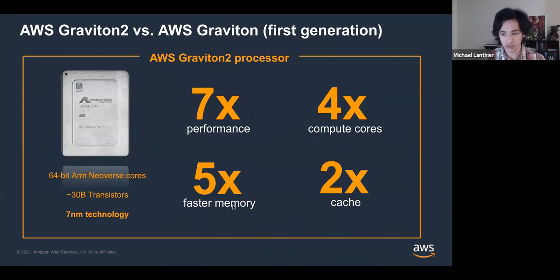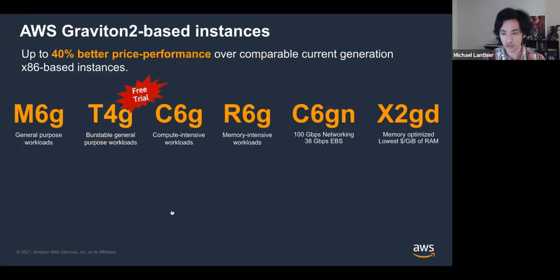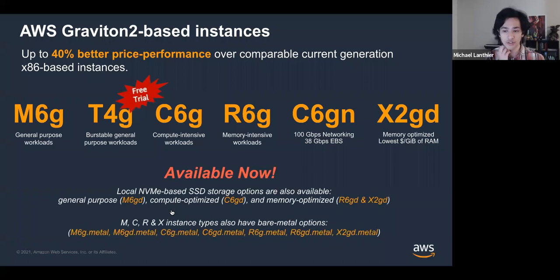So let's look at how we're using these processors within our instance families. As previously mentioned, our first generation Graviton had a single instance type. It was the A1 instance. With Graviton2, we've been able to offer many more. Our Graviton2 powered instances are designed to support general purpose workloads, your compute intensive workloads, and others. There's a broader spectrum of workloads that we aim to support. And on top of that, we also have features similar to other EC2 instance types, such as NVMe-based storage and bare metal options. And with all of this, we've been able to offer these instances with 40% better price to performance relative to comparable current generation x86-based instances, all while providing functionality similar to our other instance types.